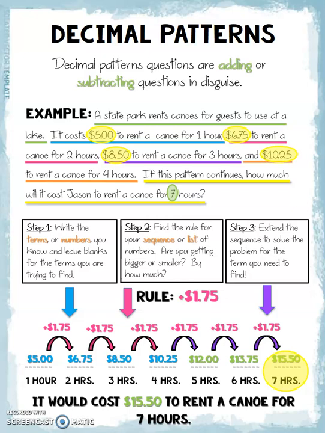So pattern questions are just adding or subtracting in disguise. And that second step where you find your rule is going to be the key for these kinds of questions. So don't forget to ask yourself, are you getting bigger or smaller, to decide if you're adding or subtracting? And then by how much? Because that tells you what your jump needs to be each time.